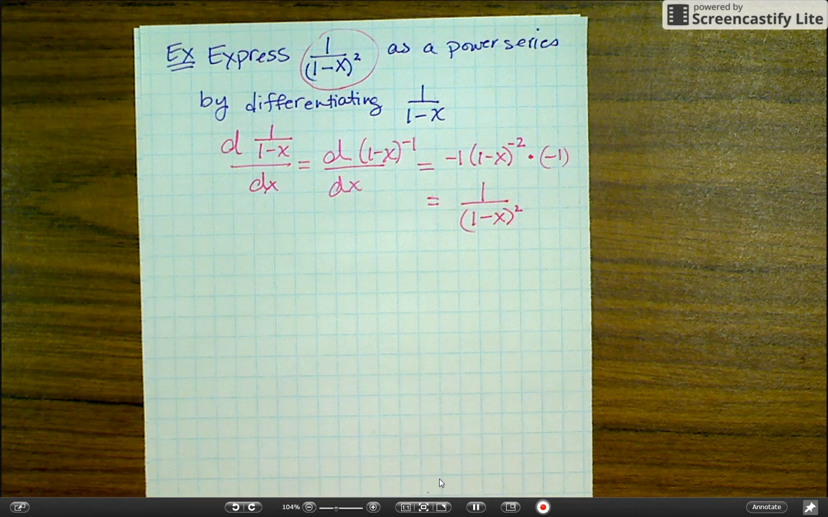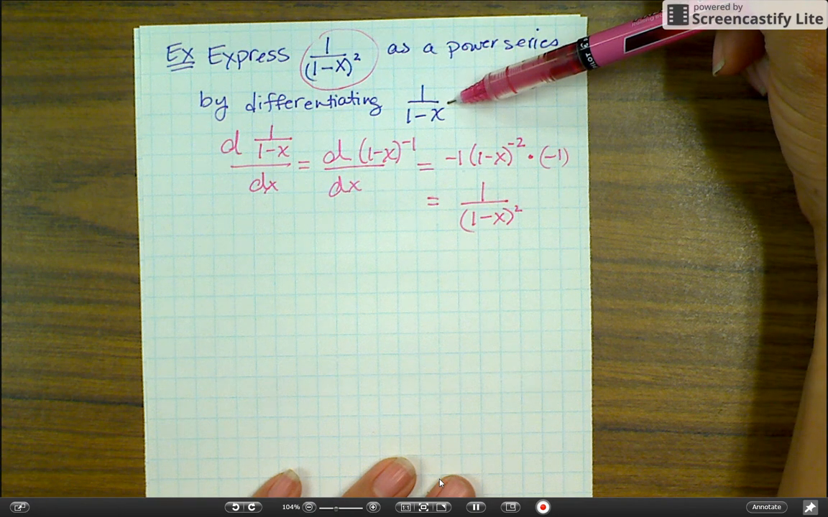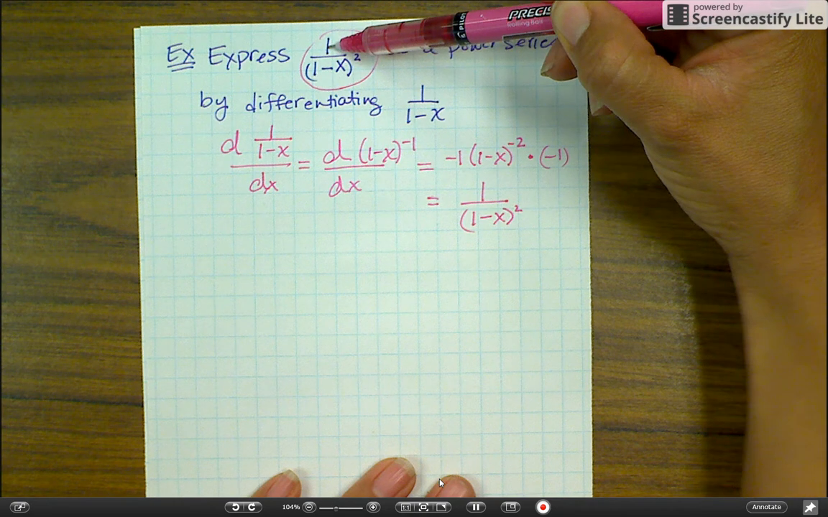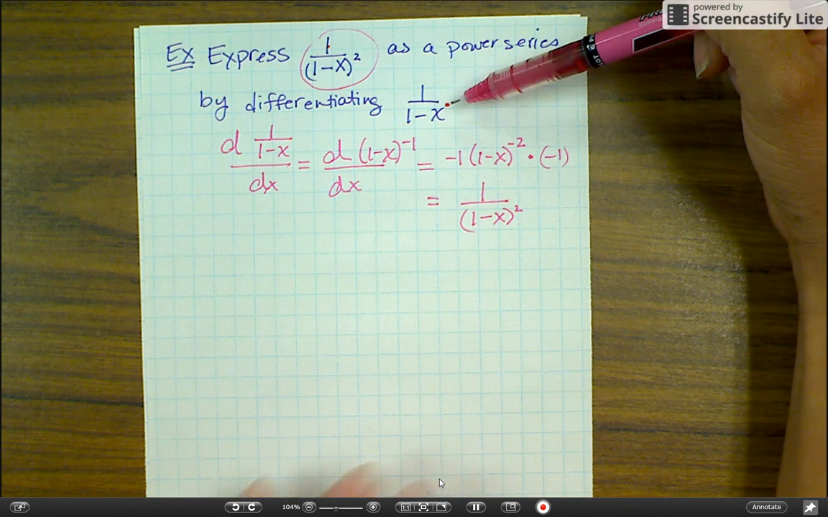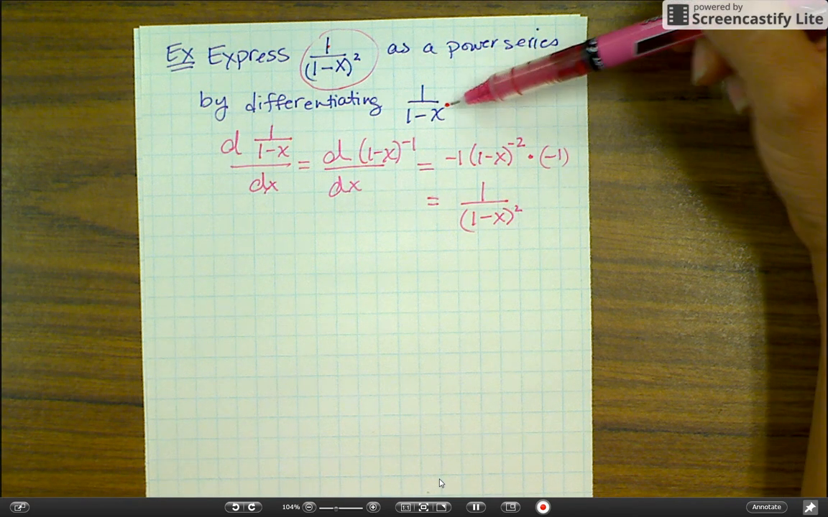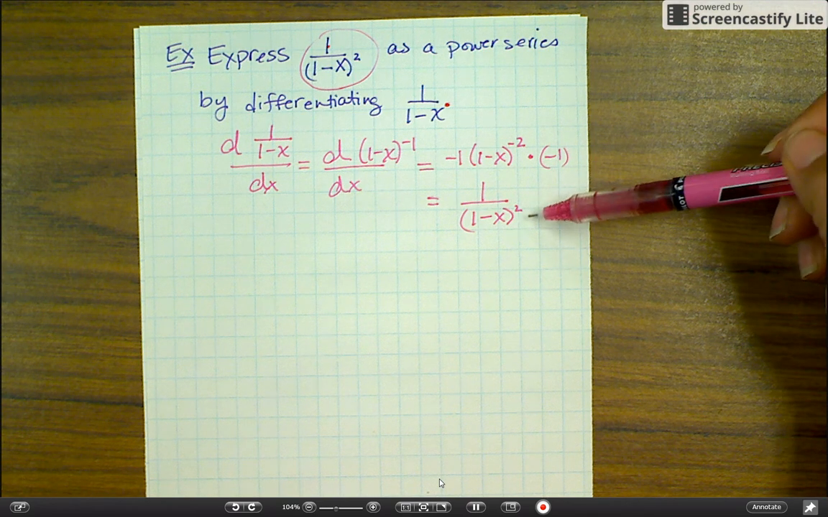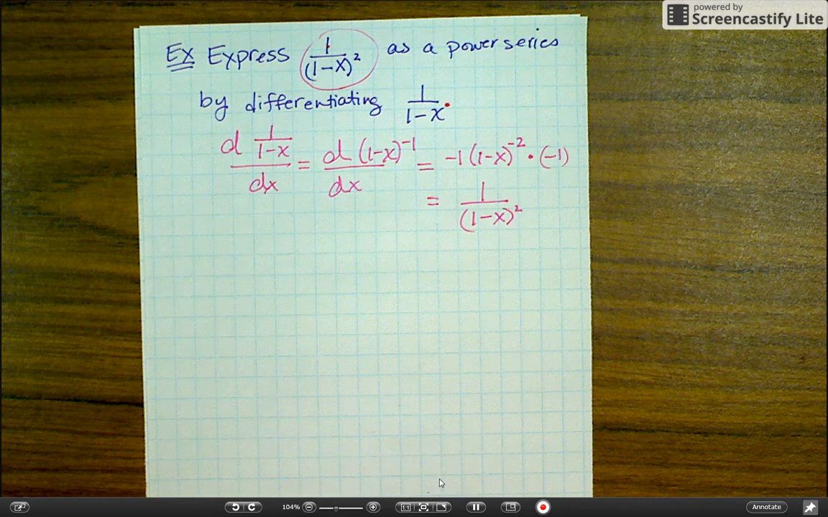So what they're asking us to do is they said, hey, the derivative of this expression is this expression here. Now we know what this is as a power series, right? So now we know how to take the derivative of a power series. So if I take the derivative of this guy's power series, it should be equivalent to this. Okay? So that is what we're going to do.